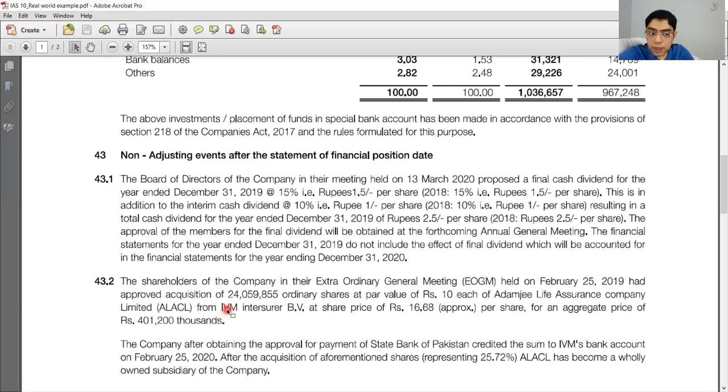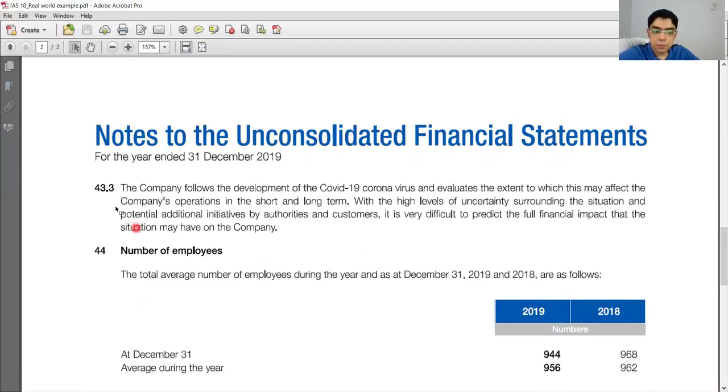So you see, a major business combination has occurred post year end, but because that had happened post year end, it has only been disclosed in the notes to the financial statements. Even if you would look into the consolidated financial statements, Adamji Life Assurance Company would not be consolidated for December 31st, 2019. However, for December 31st, 2020 accounts, the results of Adamji Life Assurance Company would actually be consolidated into the results of the company which has acquired it.